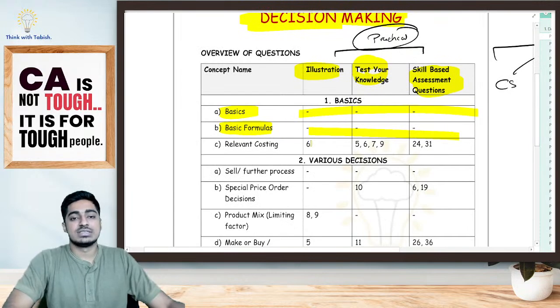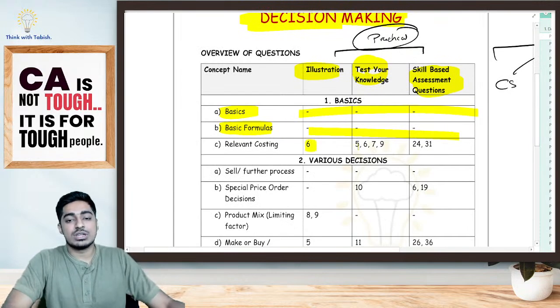Look at this, students. Illustration 6 is over, test your knowledge 5 is over, 6 is over. We have 7, 9 and skill based assessment questions 24 and 30.